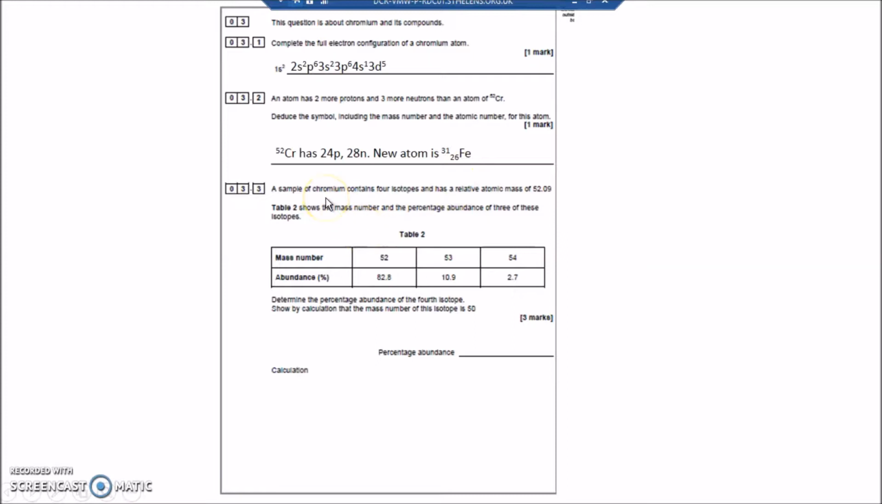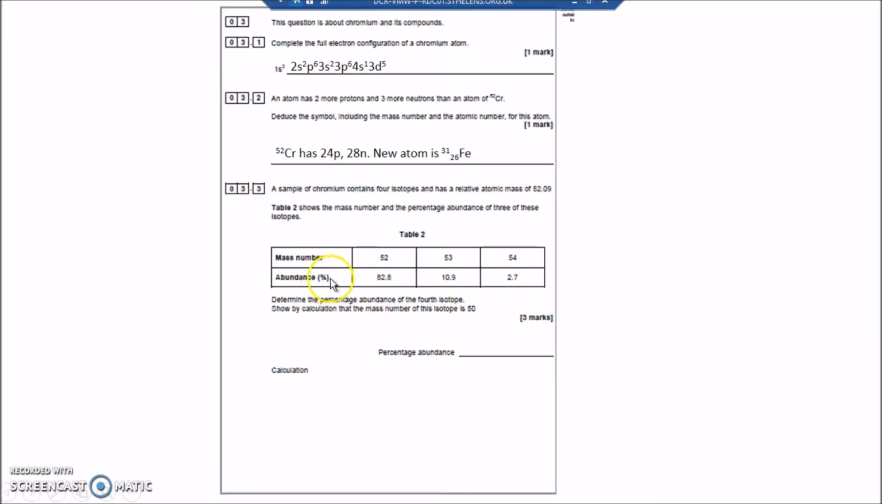A sample of chromium contains 4 isotopes and has a relative atomic mass of 52.09. The reason it's an odd number is because it's an average of all of the isotopes. So now it shows the mass number and percentage abundance, that means how common it is, of 3 of these isotopes. I've got isotope mass numbers 52, 53 and 54. Determine the percentage abundance of the 4th isotope. So there's a 4th isotope that I don't know anything about.